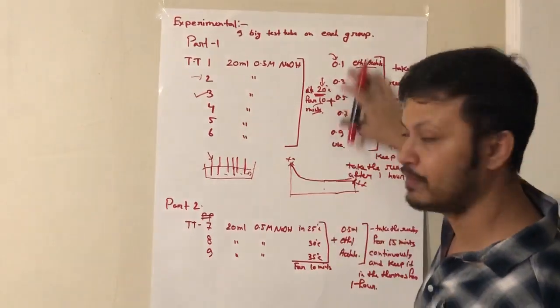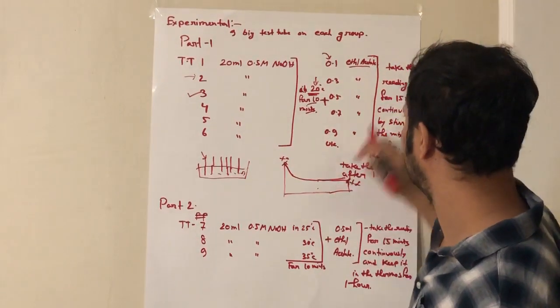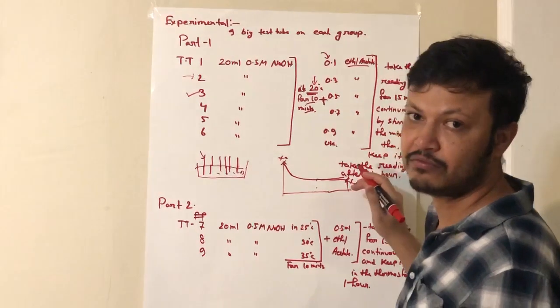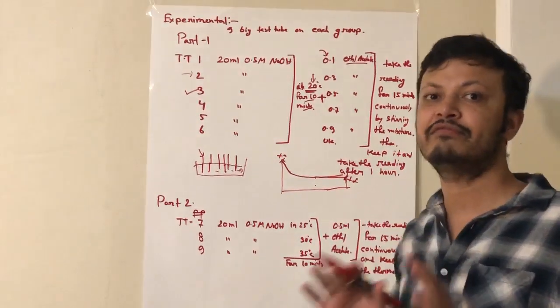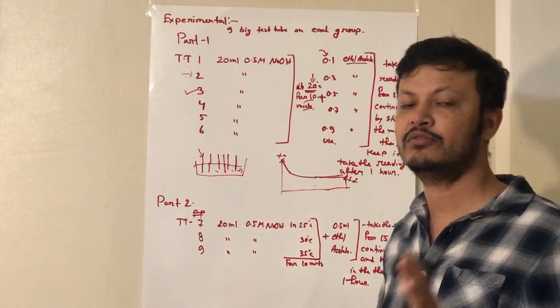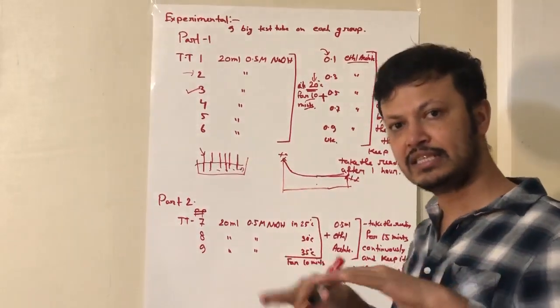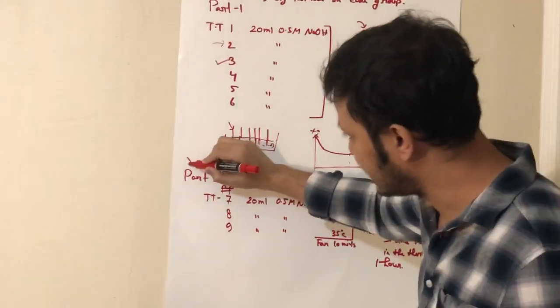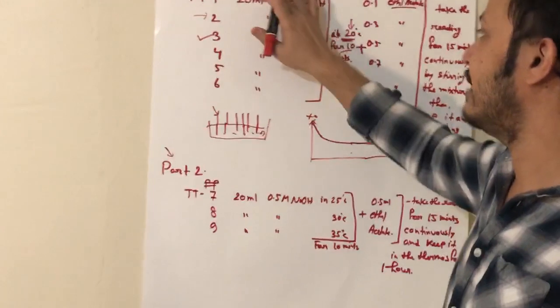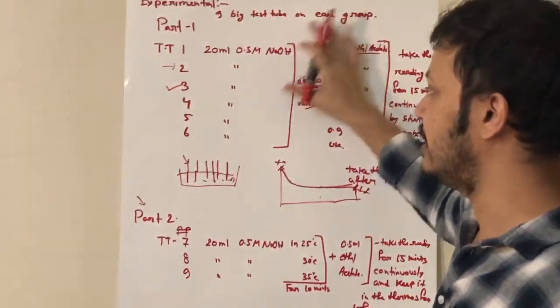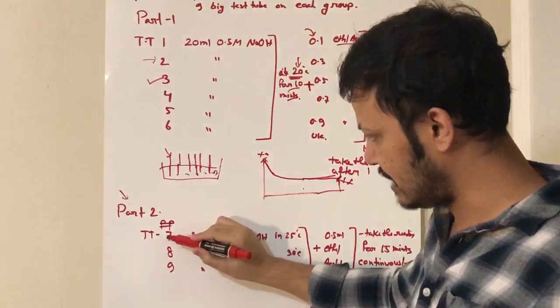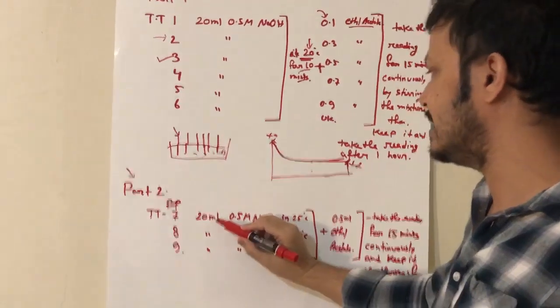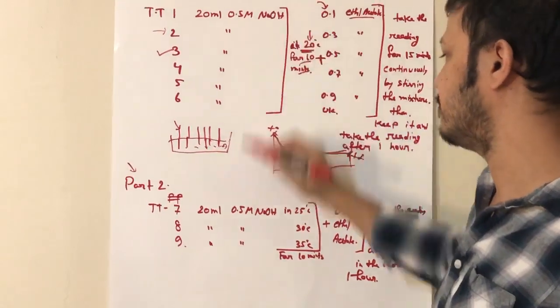Now take a look at part 2. This is done with part 1. In all cases you are going to take the reading after 1 hour also. First you take 15 minutes continuously, then you keep it, and after finishing the lab you take the reading of all of them. In the second part, you have 3 test tubes left, number 7, 8 and 9. Same thing, 20 ml of 0.5 molar sodium hydroxide.